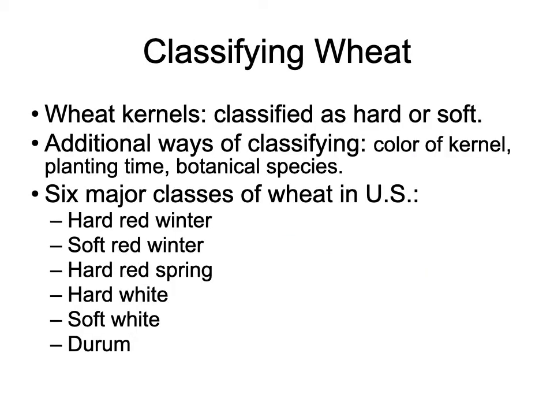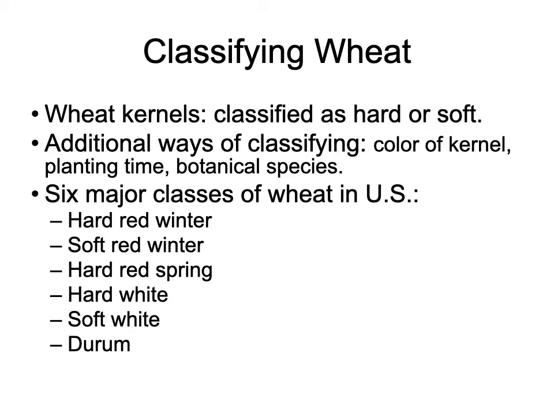So we have a bunch of different types of wheat. Wheat kernels are classified as hard or soft, and it generally has something to do with the planting time and the botanical species of the wheat. But basically we have hard red winter wheat, soft red winter wheat, hard red spring wheat, hard white wheat, soft white wheat, and durum. Durum is a very unique flour, a unique grain that grows only in certain climates.